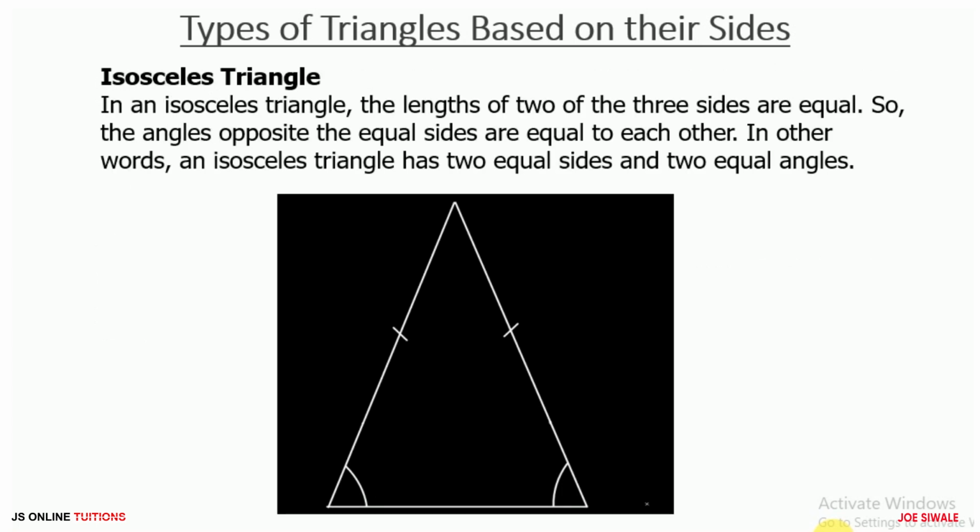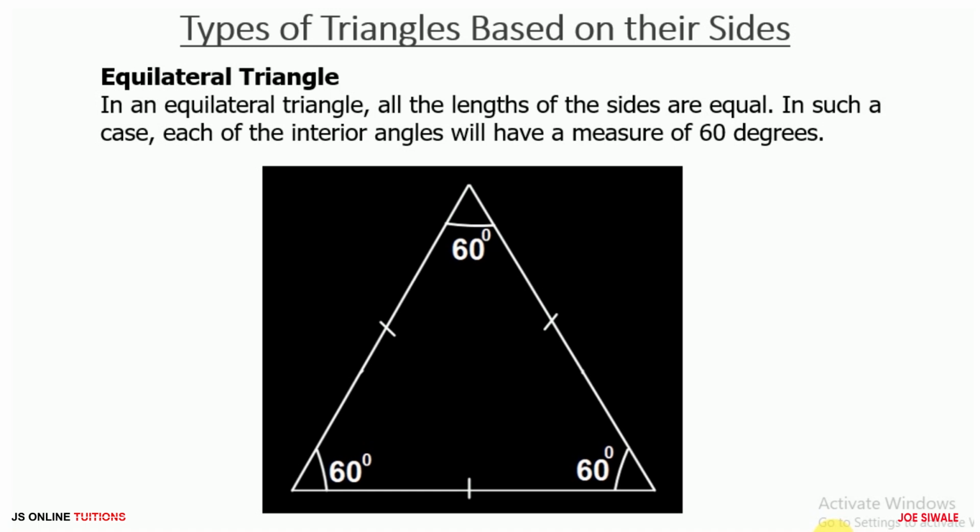Let us now look at the isosceles triangle. In an isosceles triangle, the length of 2 of the 3 sides are equal. So the angles opposite the equal sides are equal to each other. In other words, an isosceles triangle has 2 equal sides and 2 equal angles. The equilateral triangle. In an equilateral triangle, all the length of the sides are equal. In such a case, each of the interior angles will have a measure of 60 degrees.